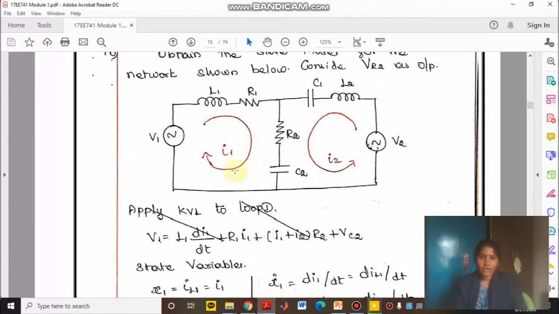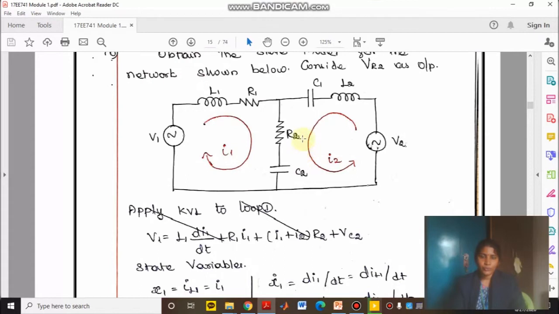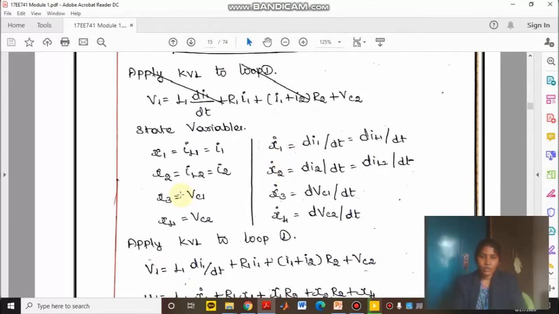Because as I have shown the loop here, the current flowing through the inductor L1 is I1 and the current flowing through the inductor L2 is I2. Therefore x1 is I1, x2 is I2. What is the voltage across C1? When you consider the capacitor, here voltage will be your state variable. So x3 is equal to Vc1 and x4 is equal to Vc2.